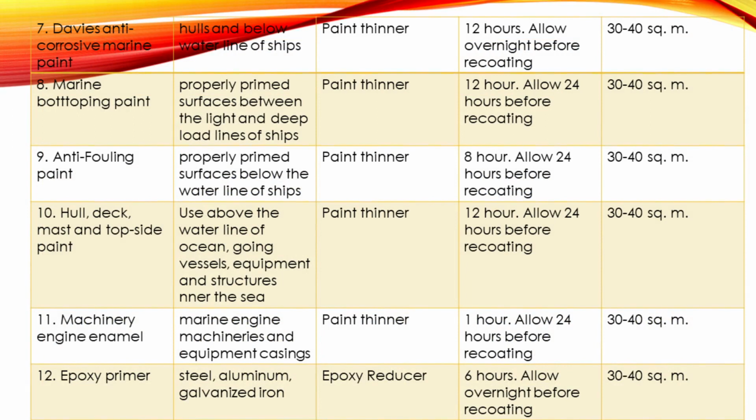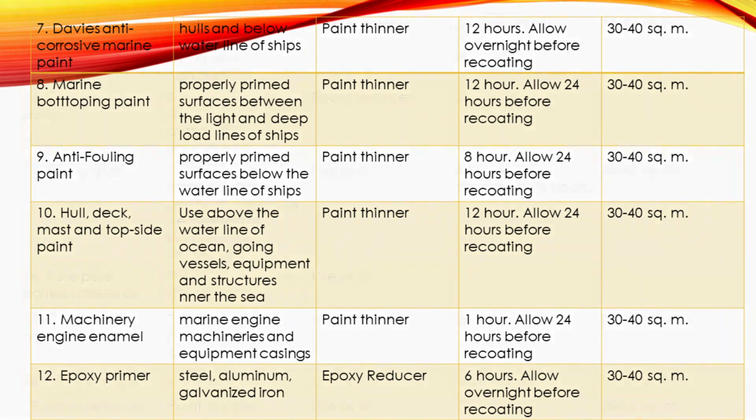This includes acrylic, epoxy, and polyester. In a book, there are 20 types of industrial paints that are introduced. So an example of this is the epoxy primer. Epoxy primer is used for steels, aluminum, and galvanized iron.